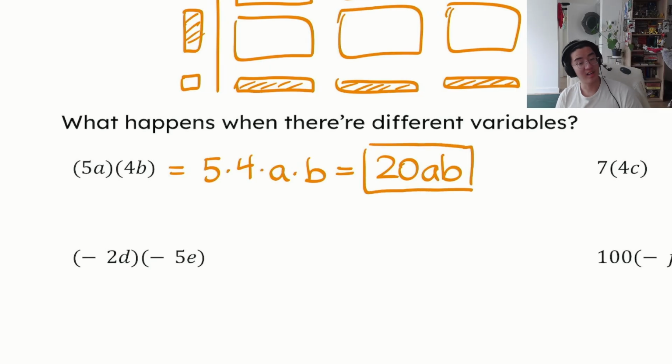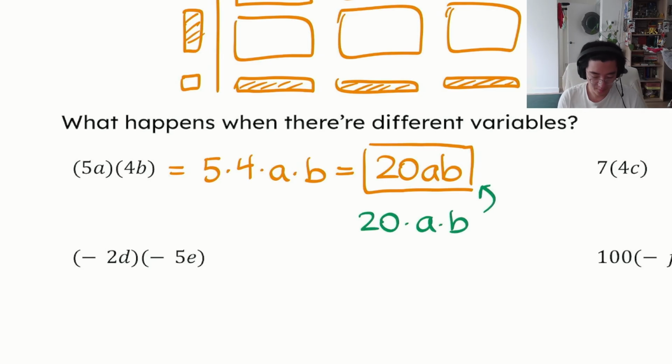Remember what I said last lesson about when there's no signs, that means it's multiplication. So in this case, this is just telling us it's 20 times a times b. It's the same thing as saying 20 times the a times the b. But we don't have to write the multiplication signs.